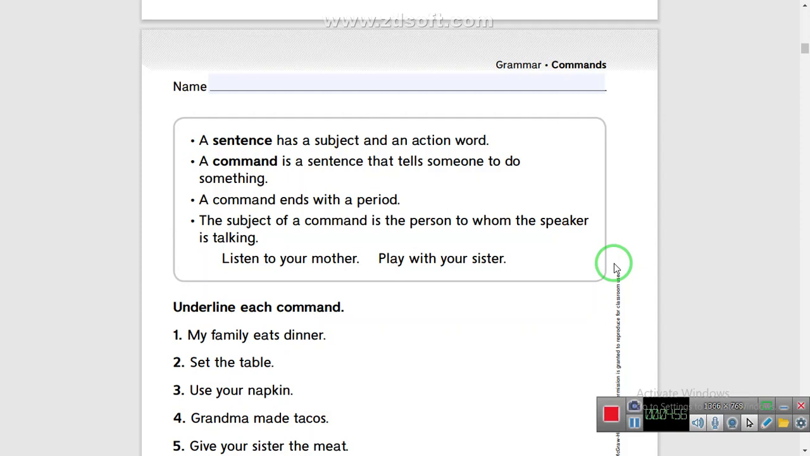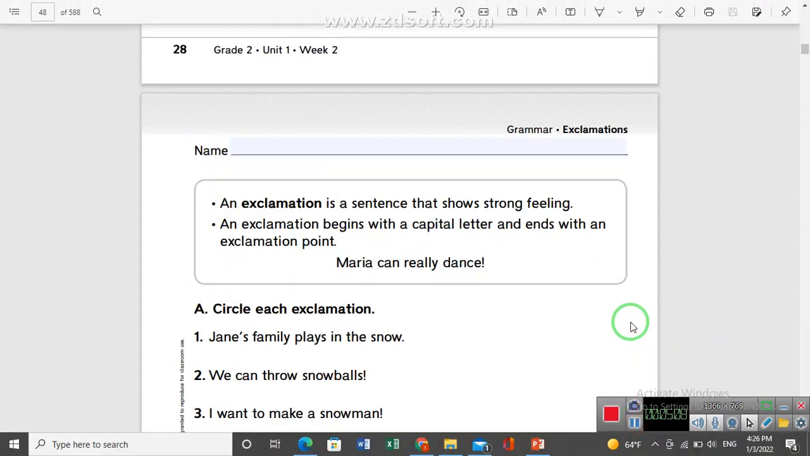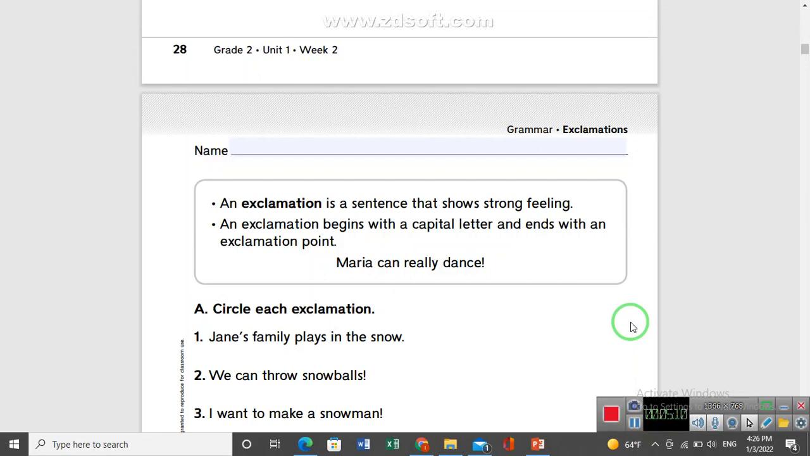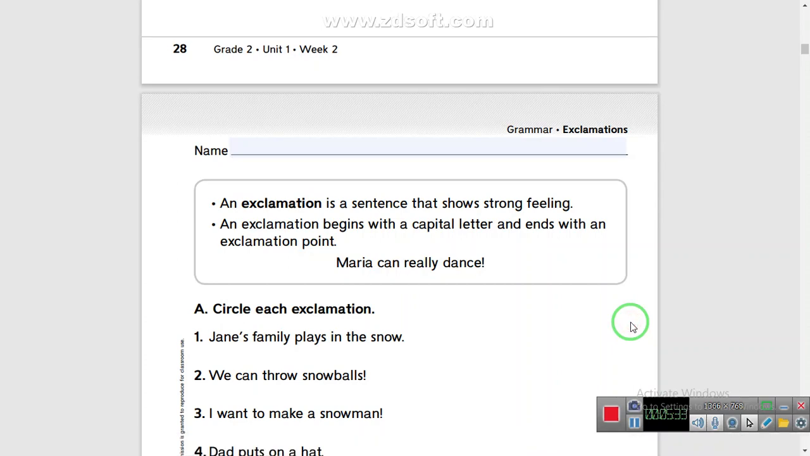These are examples of commands where I'm telling someone to do something. Okay, so far we have the statement, the question, and the command. And what's left is the exclamation. An exclamation is a sentence that shows strong feelings. An exclamation begins with a capital letter and ends with an exclamation mark or exclamation point. Here they gave us an example. Maria can really dance. Here they are showing a feeling of amusement or excitement that Maria can really dance. This is very nice.